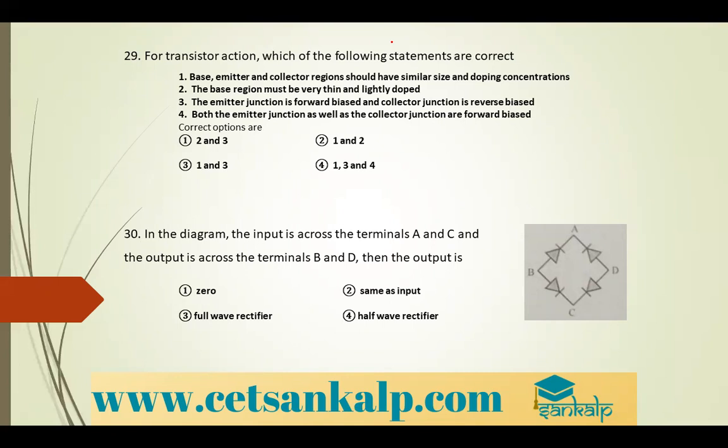So the first one is ruled out. Second one, the base region must be very thin and lightly doped. That is the correct one. The emitter junction is forward biased and the collector junction is reverse biased. So second and third, both options are correct. The fourth one, both the emitter junction as well as the collector junction are forward biased, is ruled out. So finally, option A: both second and third are correct.